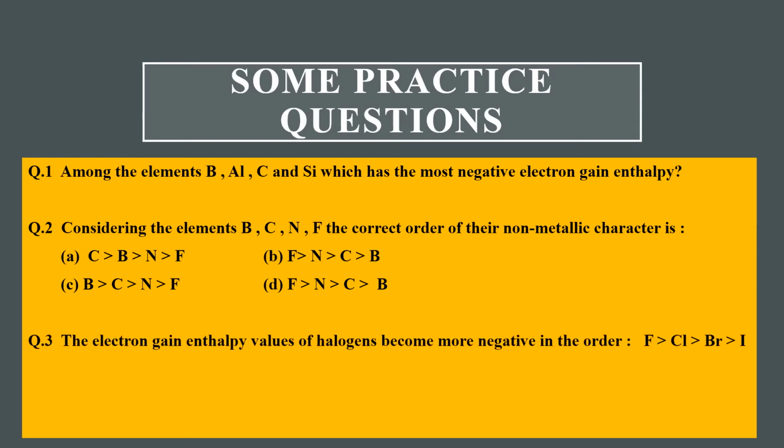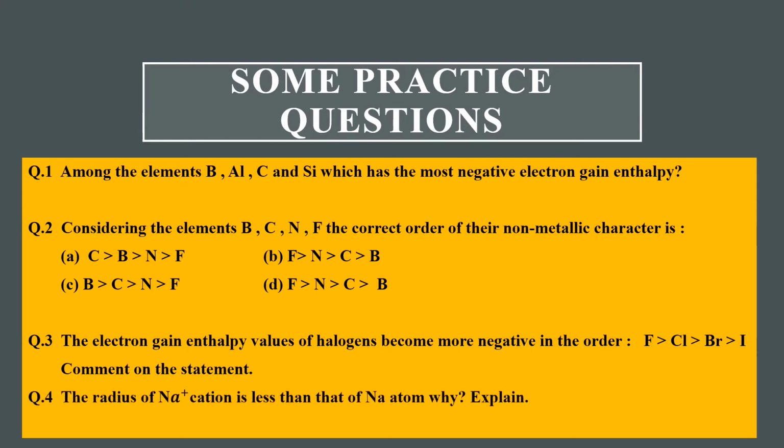Question third, the electron gain enthalpy values of halogens become more negative in order, and the order is given and you have to comment on this statement. Question 4, the radius of Na positive cation is less than that of Na sodium atom. Why? Explain. You have to explain this and do these questions, and you can answer the questions in the comment box also.